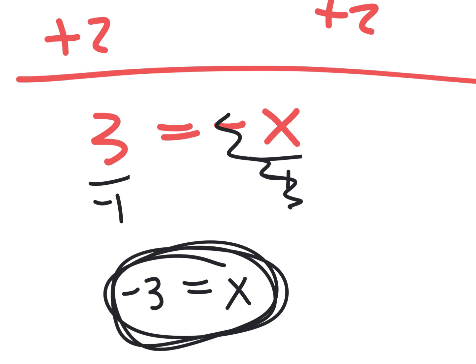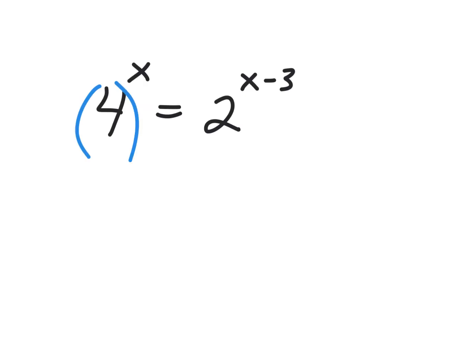All right, so here we go. 4 to the x equals 2 to the x minus 3. Typical question. You're trying to solve. Wouldn't it be nice if the bases were the same? Logan, what should I replace the 4 with? 2 squared. Yes, and notice I'm using parentheses.